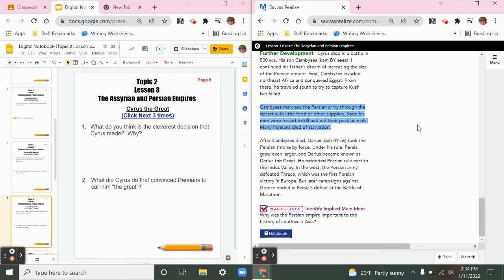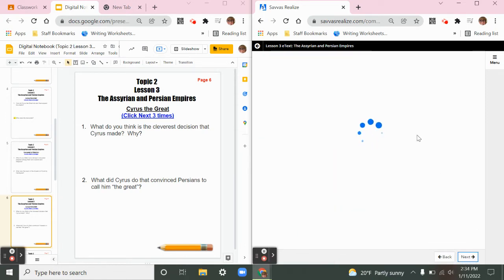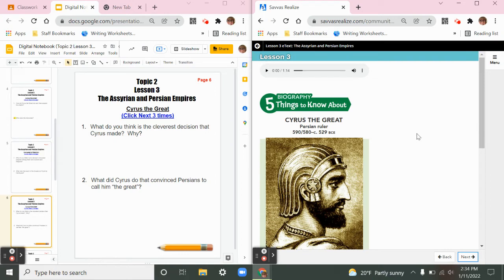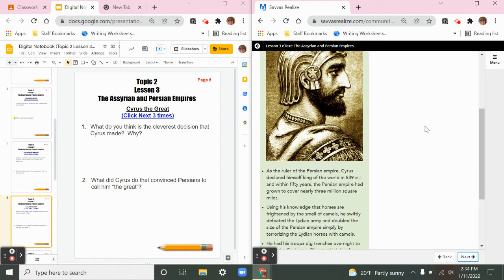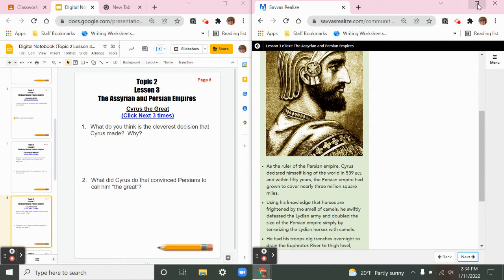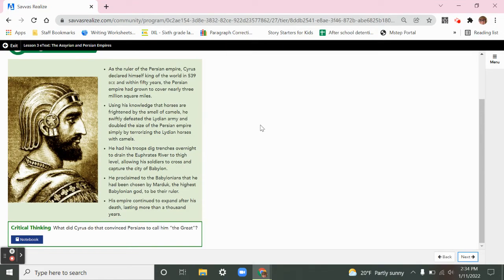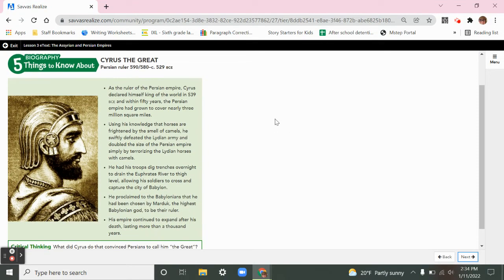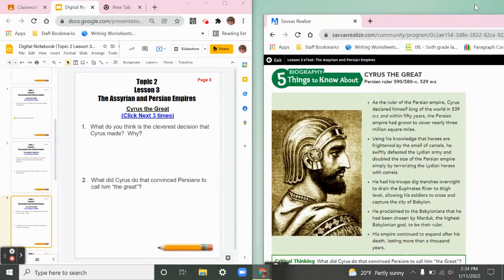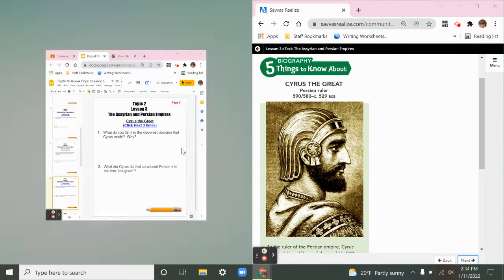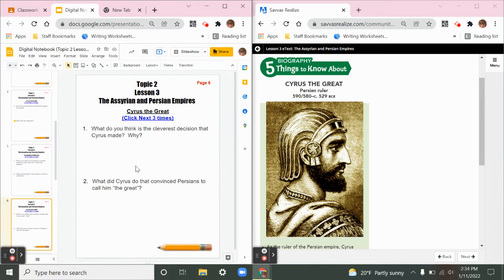All right, moving on to page 6 of your digital notebook. We are going to click next one more time. We are now going to talk about Cyrus the Great. So what I want you to do, you have page 6 in your digital notebook, is read through this on your own. There are 5 things to know about Cyrus the Great. When you are finished reading, that is when you will answer these 2 questions.